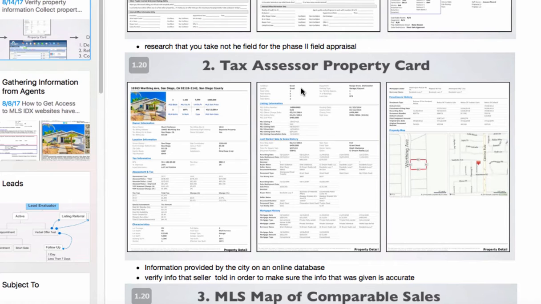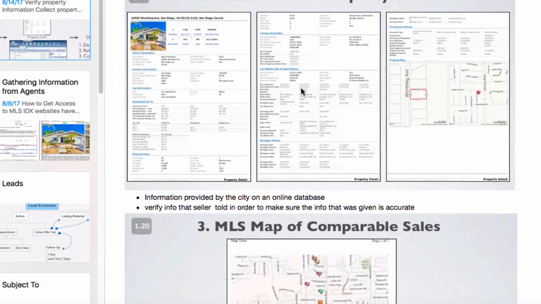As we know, the information that is on the MLS should reflect the most accurate information. However, we do know that it is usually inputted by agents, so more or less 90% of the time it's going to be accurate. But you always want to do your due diligence.